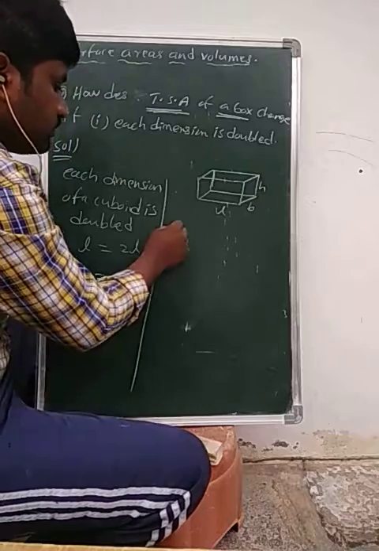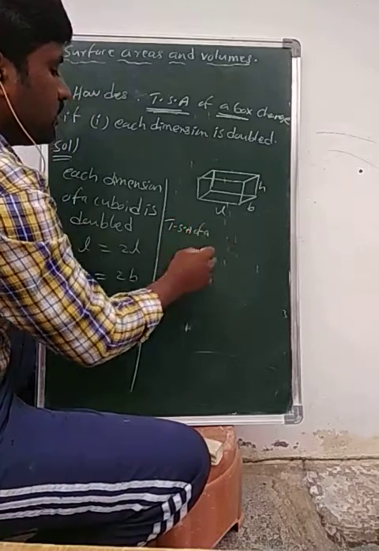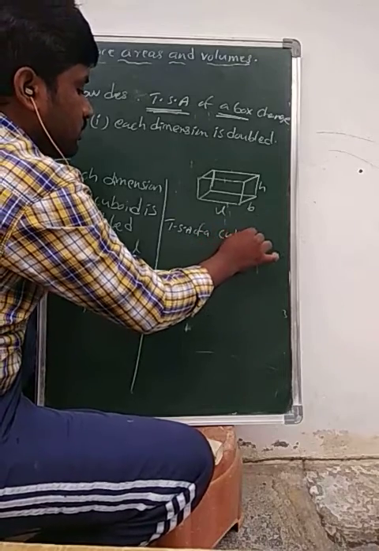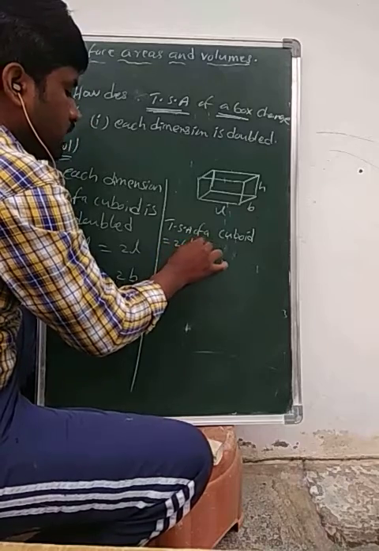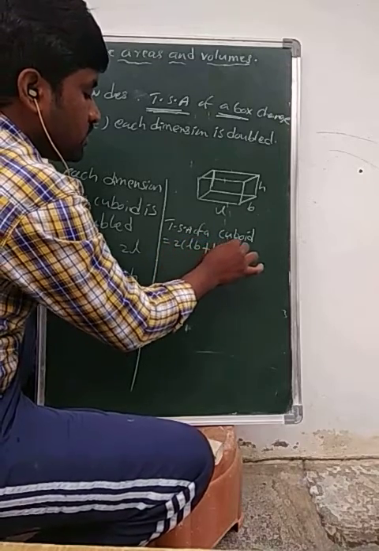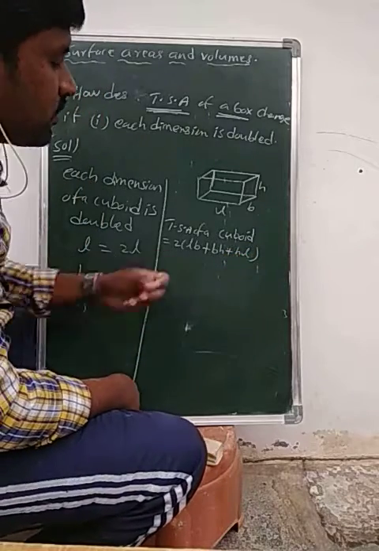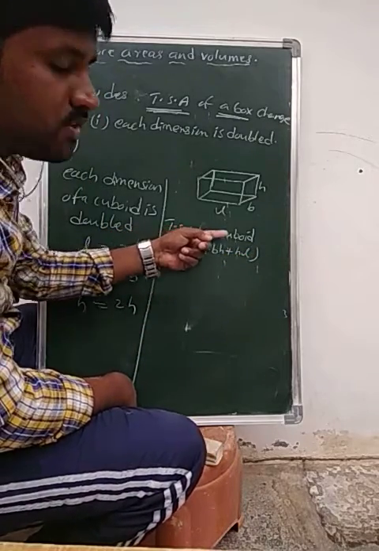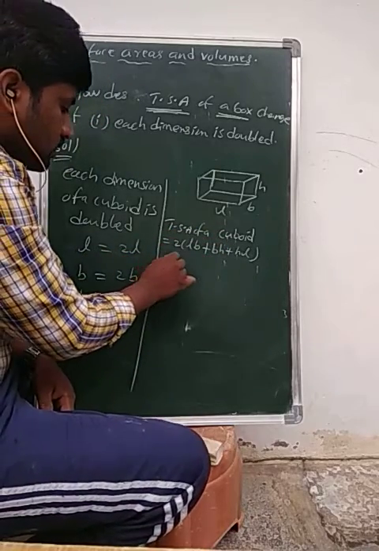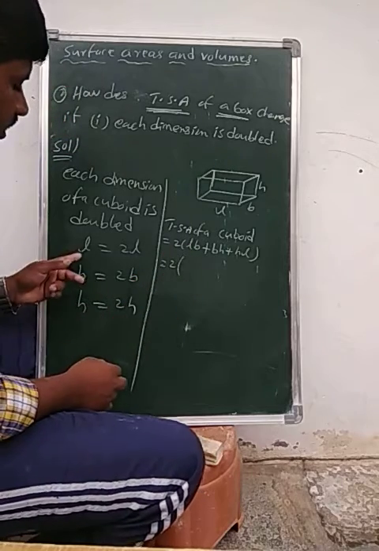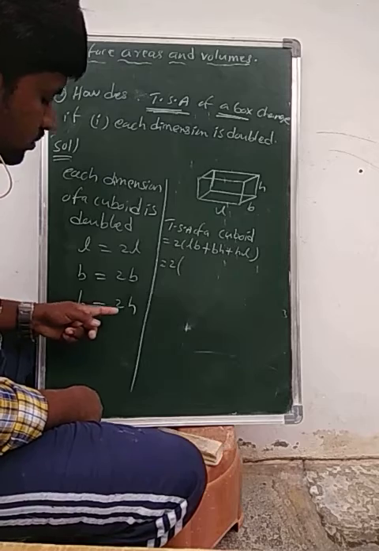Now see, total surface area of a cuboid is equals to 2 of LB plus BH plus HL. Okay, so this is the formula. This is the total surface area of a cuboid. Now what I am doing here, L doubled means that is 2L. B doubled means that is 2B. H doubled means that is 2H.